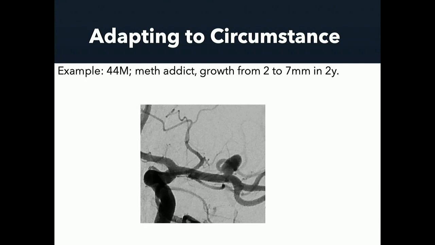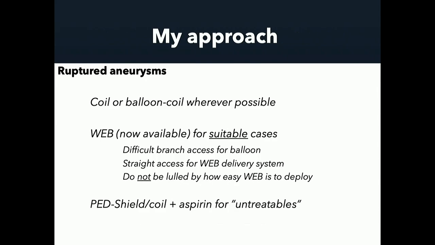His aneurysm had grown from 2 to 7 millimeters in 2 years. So, this guy's got some social issues, but the priorities here are to protect him, and obviously he's going to be a compliance issue with his meth use. So, again, we want to avoid antiplatelets. And this is a terribly difficult endovascular case with that origin off the anterior temporal artery. But again, for the purposes of this discussion, we're pretending open surgery does not exist.